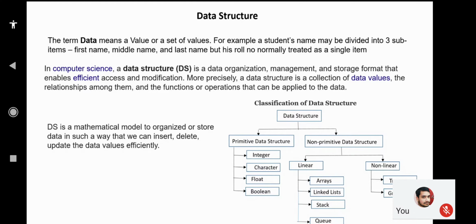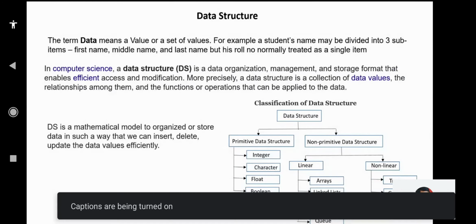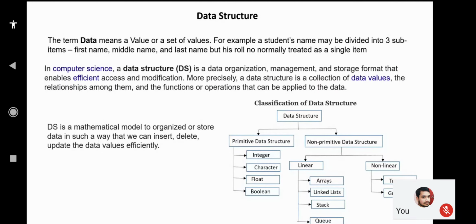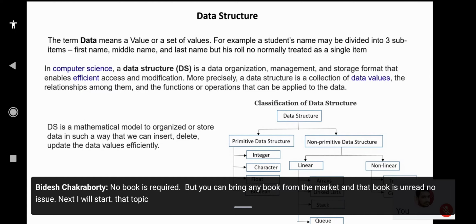Now, data structure. So, just follow this line. Data structure is a mathematical model to organize or store data in such a way that we can insert, delete, update the list very efficiently. Very efficiently. In computer science, a data structure is a data organization, management, and storage format that enables efficient access and modification.